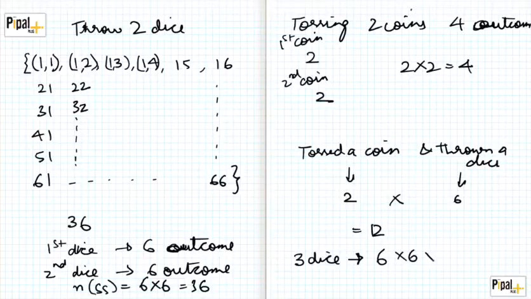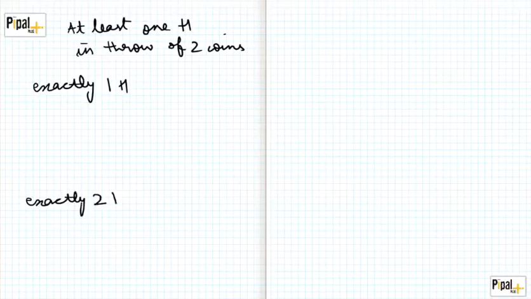So 216 outcomes, right? Now let's say there were a question: in throwing of 2 coins, what is the probability of getting at least one heads? So, at least one heads in throw of 2 coins. Now in this case, at least one heads is equal to exactly one head, and it also allows for exactly 2 heads, right?